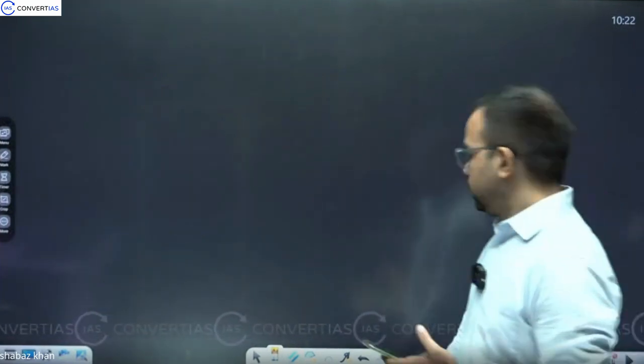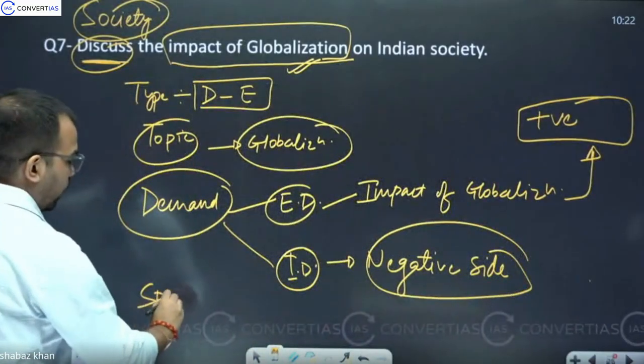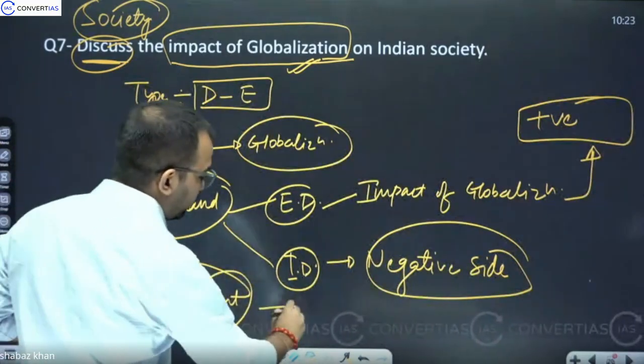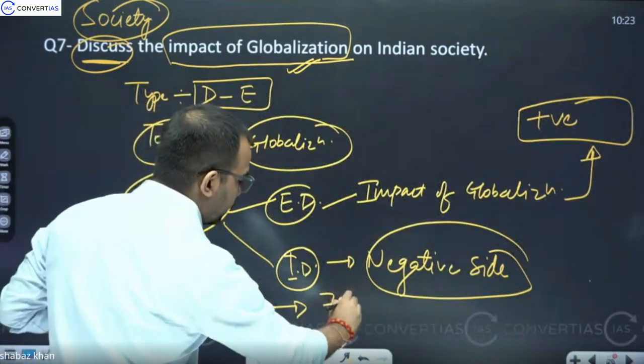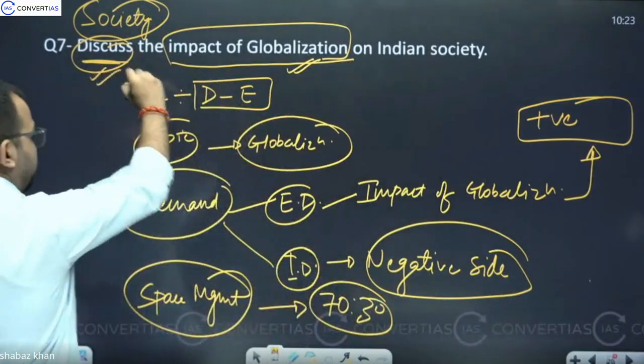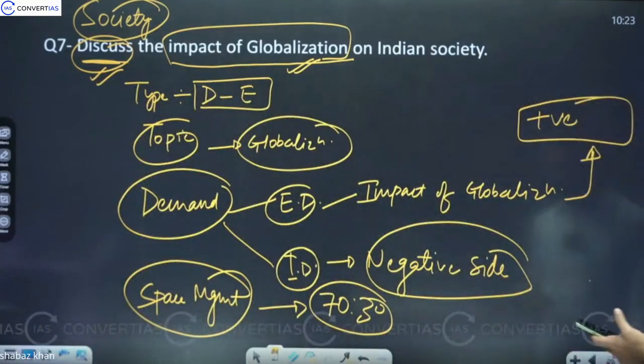Sure. Space management. How exactly are you going to manage the space? It's going to be fairly simple. It is 70 and 30. The question is discuss. Okay? 70 and 30. Okay?